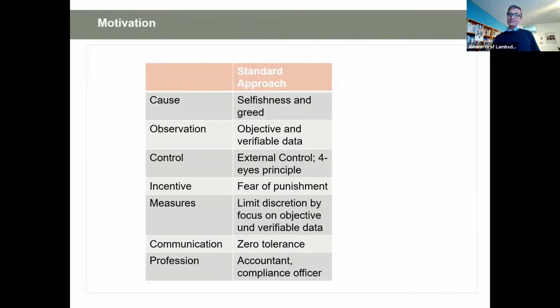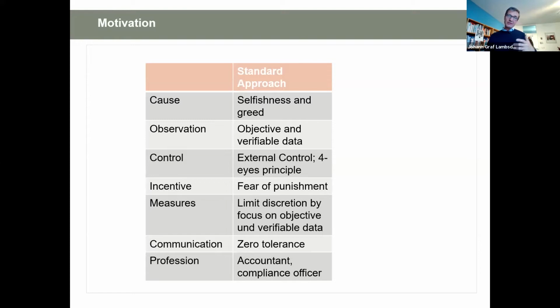If we put this into a table, there is at first the cause, and the cause is selfishness and greed. And if we have a systemic approach to anti-corruption, we would need some objective, verifiable data to really find out who the culprits are. And then we must implement control mechanisms. For example, external control, but also internal control. So if you think of the 4 Eyes principle, for example, we would have this as a widespread principle across the globe, not only in companies, but also in governments, as a method of internal control.